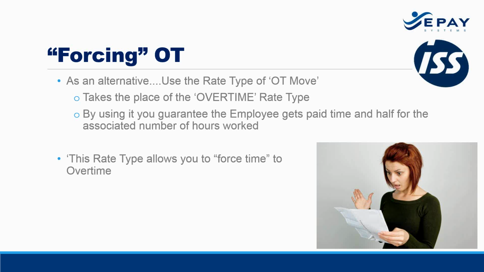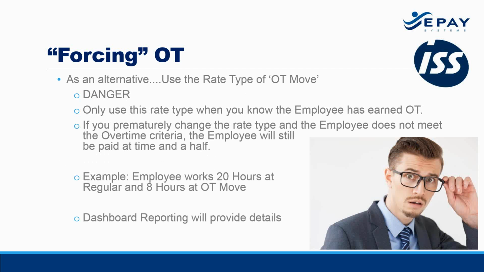Now, we do understand that sometimes OT Move is used for incentive, and those scenarios are not really included in this particular scenario. But just keep in mind that OT Move and forcing overtime can lead to a bigger danger. And that danger, like I said, is that the rate type is going to drive how that employee gets paid. So only use that rate type when you know that employee has earned OT. If you prematurely change that rate type and the employee does not meet that overtime criteria, the employee is still going to get paid time and a half for that forced overtime, because we're forcing it. So once again, employee works 20 hours at regular, 8 hours at OT Move. That becomes a big telltale sign.